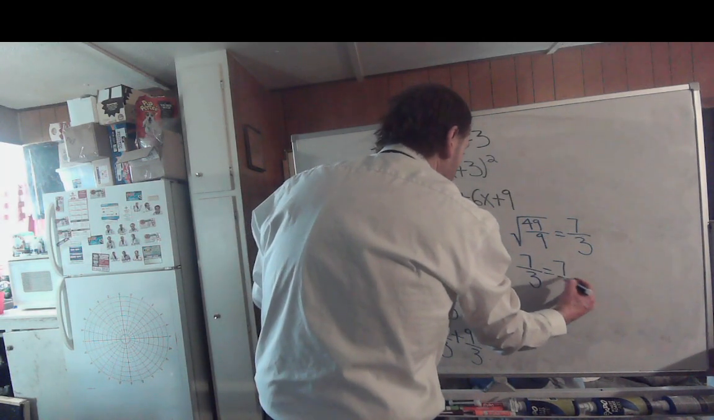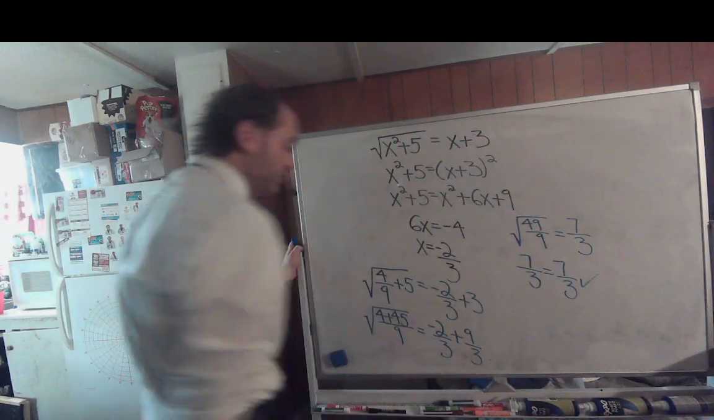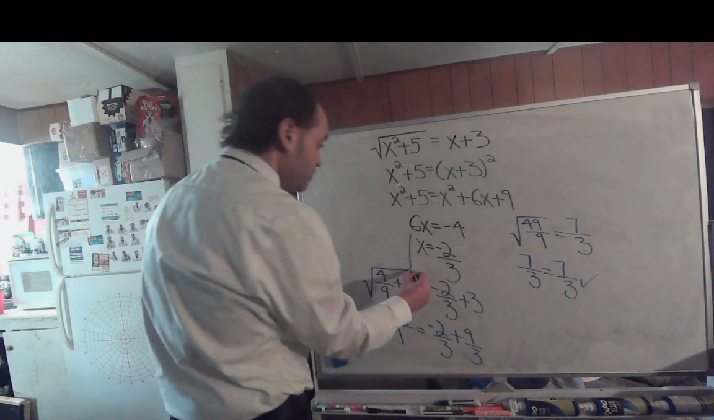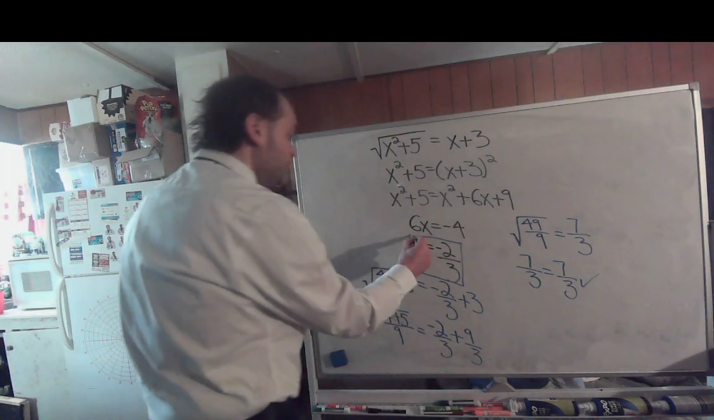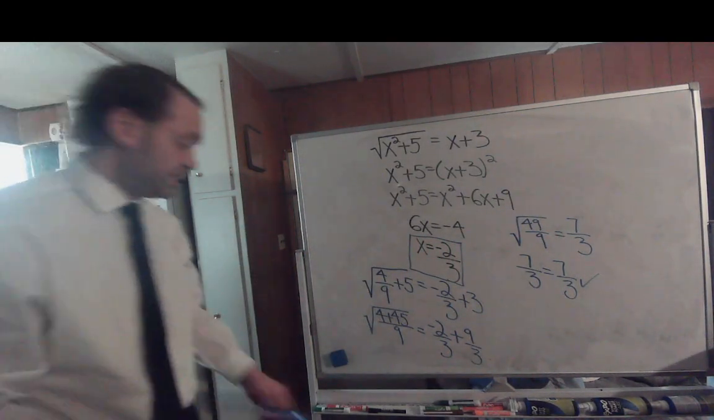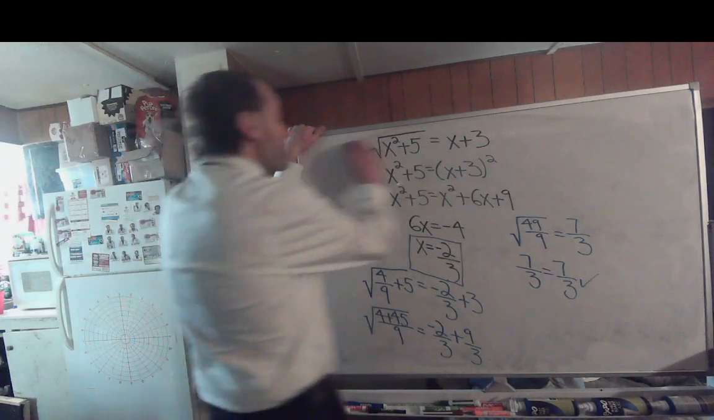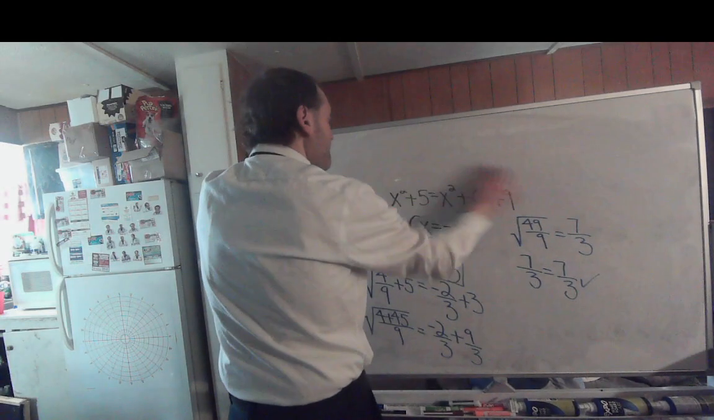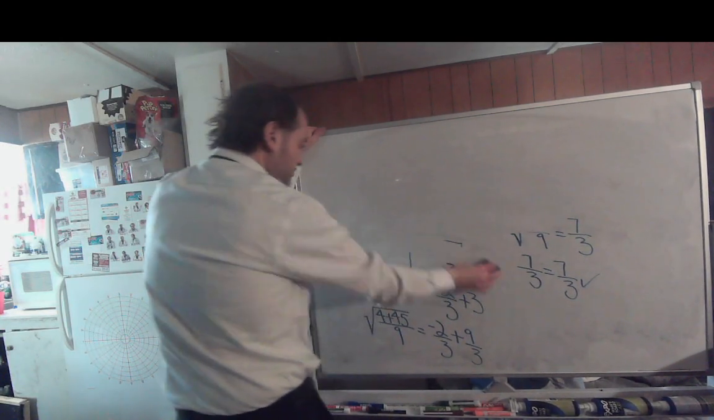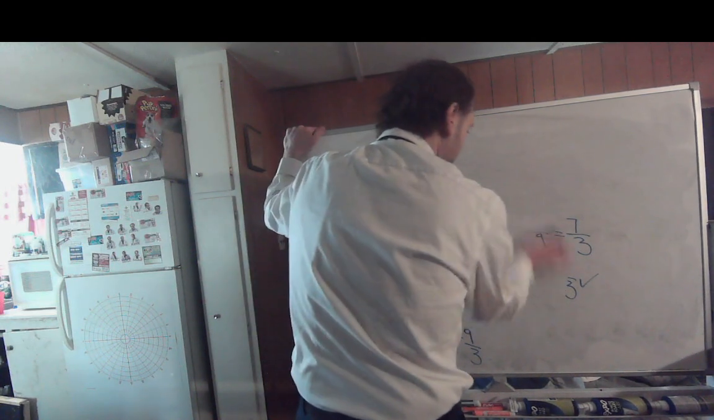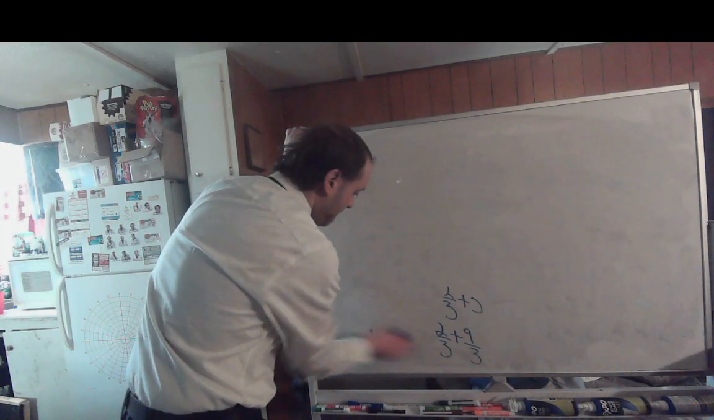equals 7/3. That is, in fact, true. So this x solution of -2/3 does check out. X does, in fact, equal -2/3 in this case. I have two more.